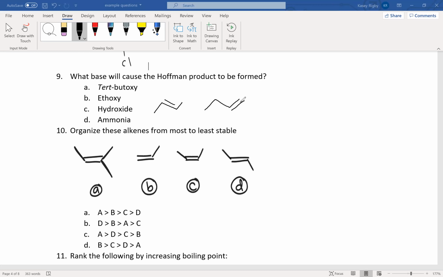The Zaitsev product has more substituents attached to it, so it likes a smaller base. Hofmann has fewer substituents, so it prefers the bulky base like tert-butoxide. Okay, does that make sense?